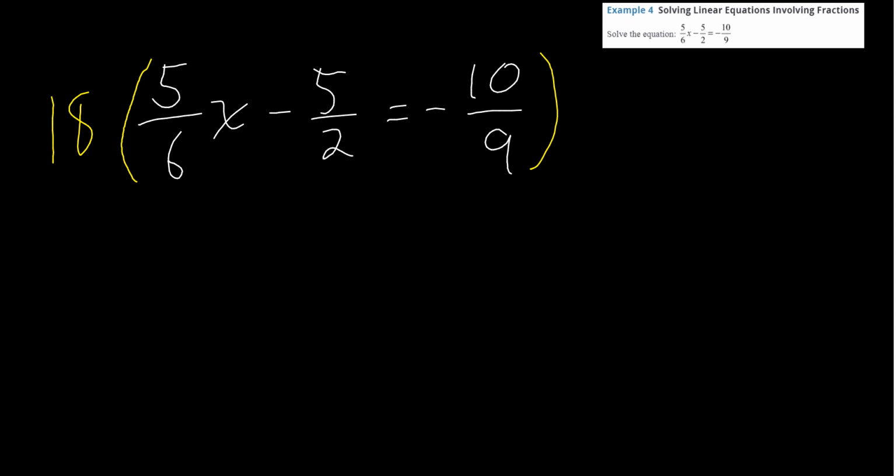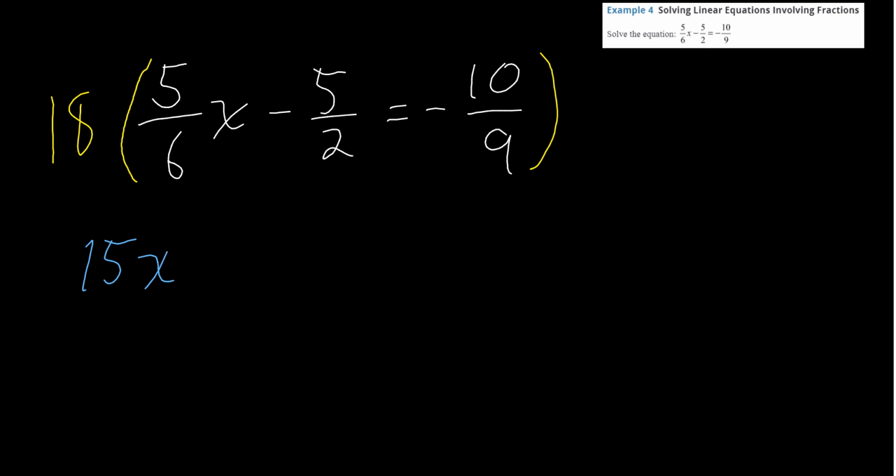So if we distribute here, okay, right? Well, the 18 and the 6, right? This turns to a 3. That 6 turns to a 1. So 3 times 5 is just 15. So we'll end up with a 15x right here.